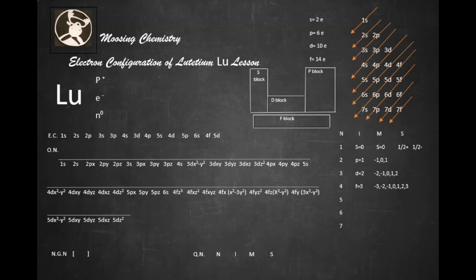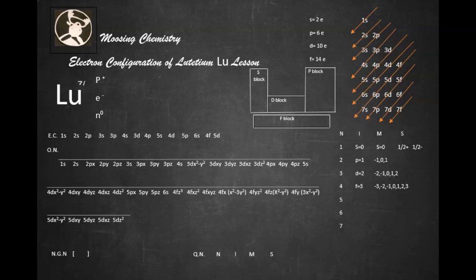This is an electron configuration of Lutetium, Lu, lesson. So Lu, Lutetium, I hope I'm saying that right, is element number 71. So we're going to put down the atomic number of 71.